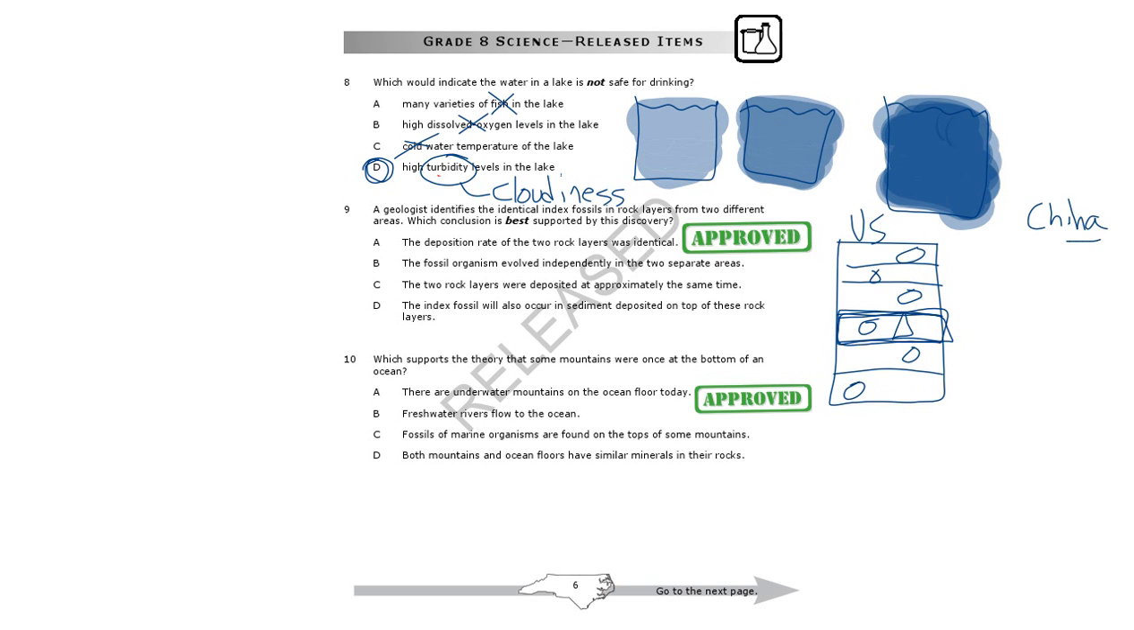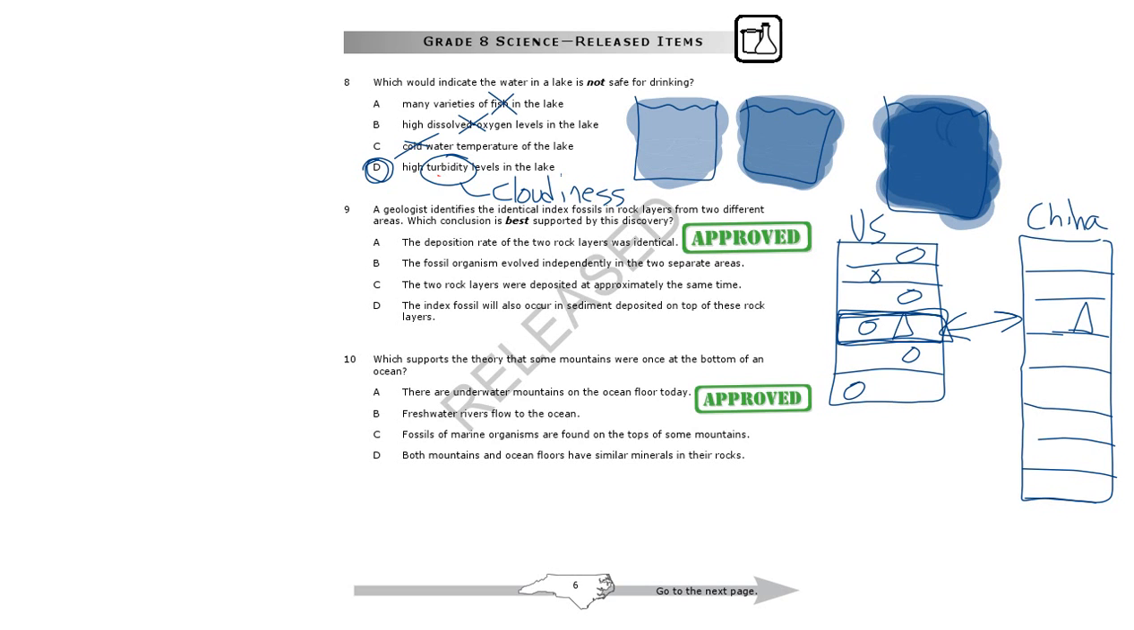and we look at rock layers, and we find that same fossil, that tells us that these 2 rock layers formed about the same time. And so that's why index fossils are important. They indicate that the rock layers must have formed during the same time because they have similar fossils.